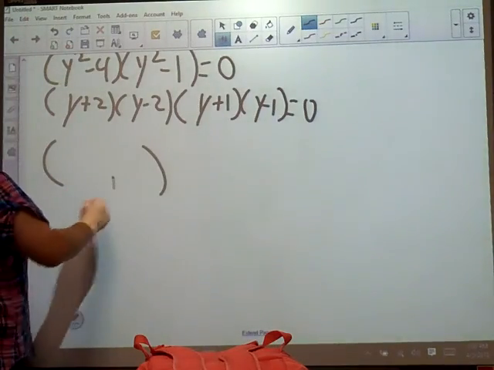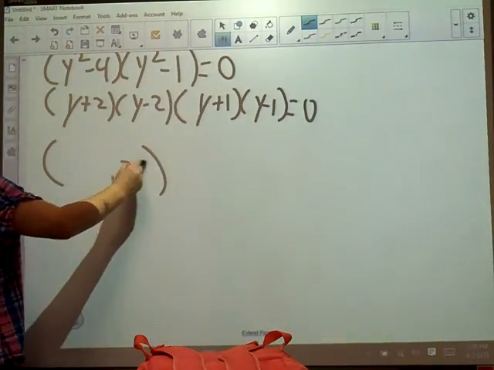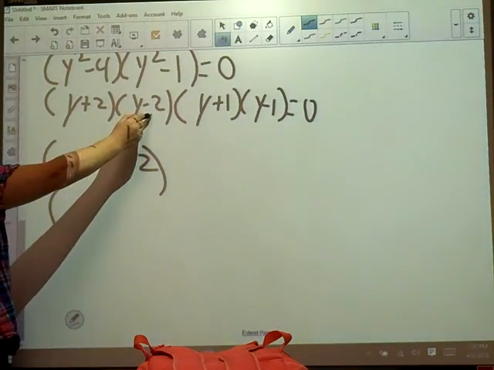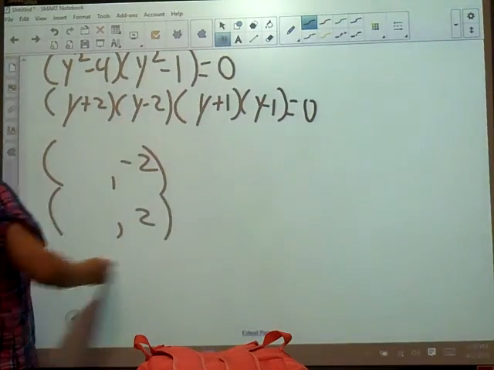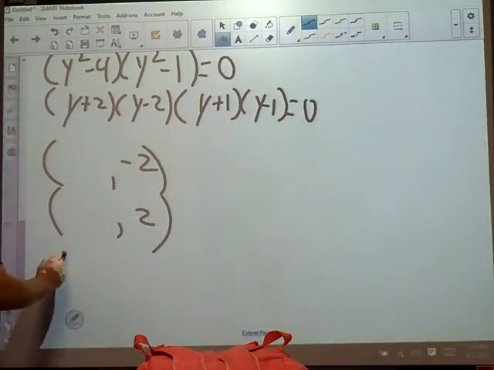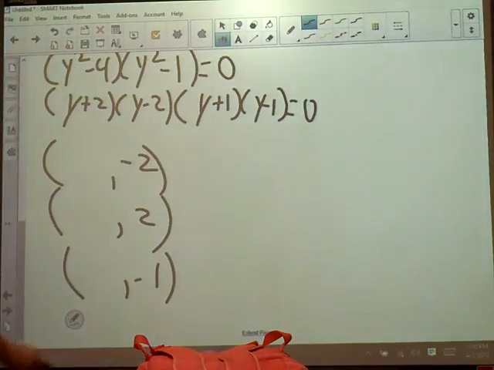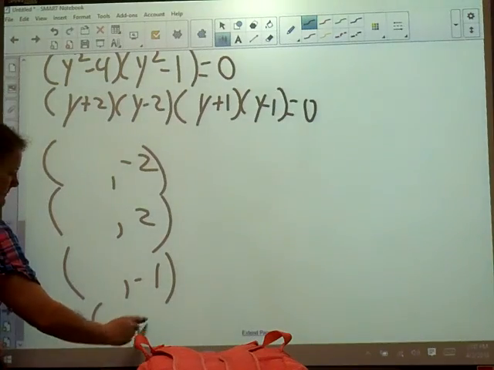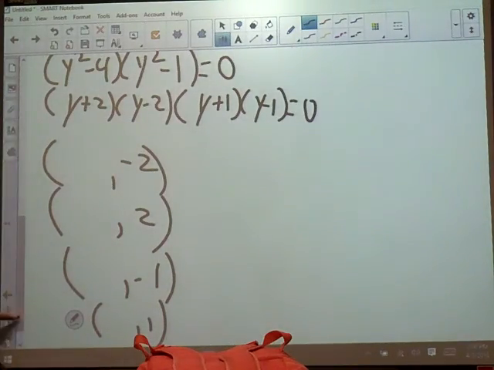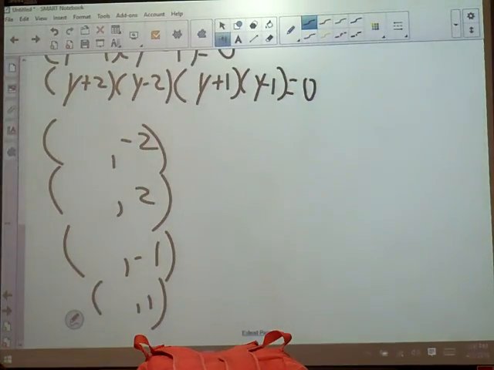Those are all y's. If y plus 2 equals 0, it'll be negative 2. If y minus 2 equals 0, it'll be 2. If y plus 1 equals 0, it'll be negative 1. If y minus 1 equals 0, it'll be 1. Okay? So, looking for y's that have all of those. A doesn't have enough. B's got zeros. I didn't get any zeros. It's C. It's got to be C.